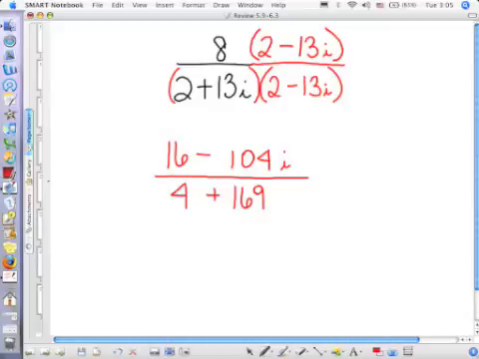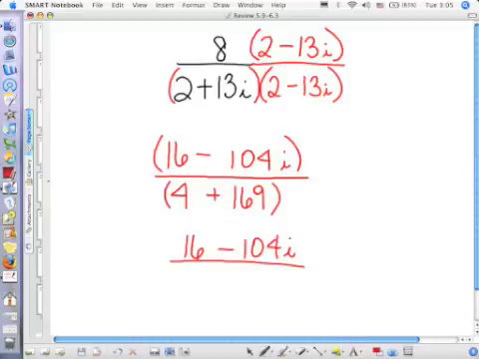Please do not try to reduce 16 and 4. Remember, this is a group, as is this. But you can combine 4 plus 169 in the denominator to get 16 minus 104i divided by 173.